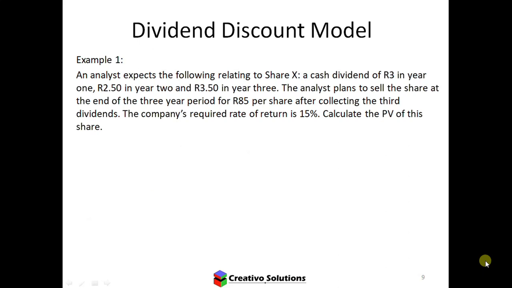So remember, when we're looking at all of these amounts, we need to draw a timeline. We need to put those future cash flows on a timeline and then discount all of those future cash flows back in time to get your present value at time 0. There's some additional information given here. The company's required rate of return is 15%.